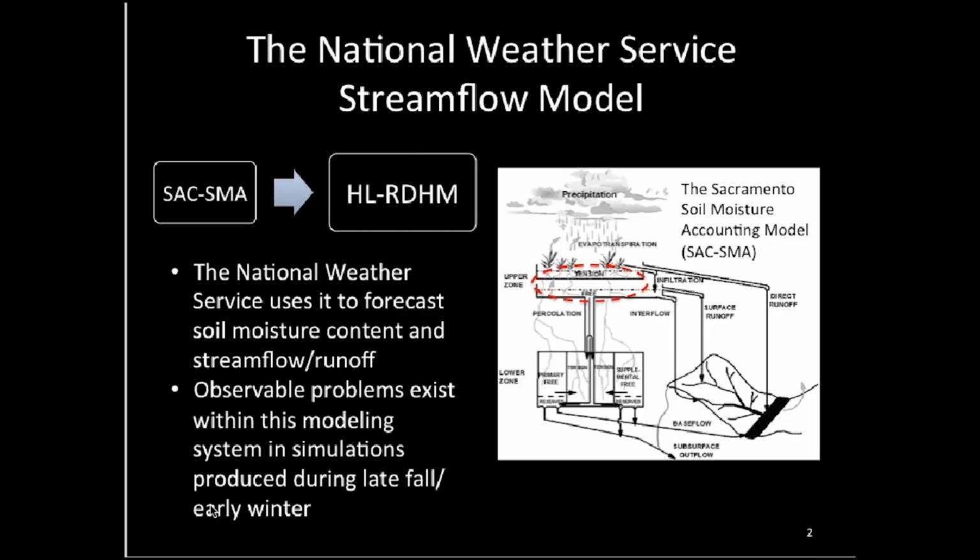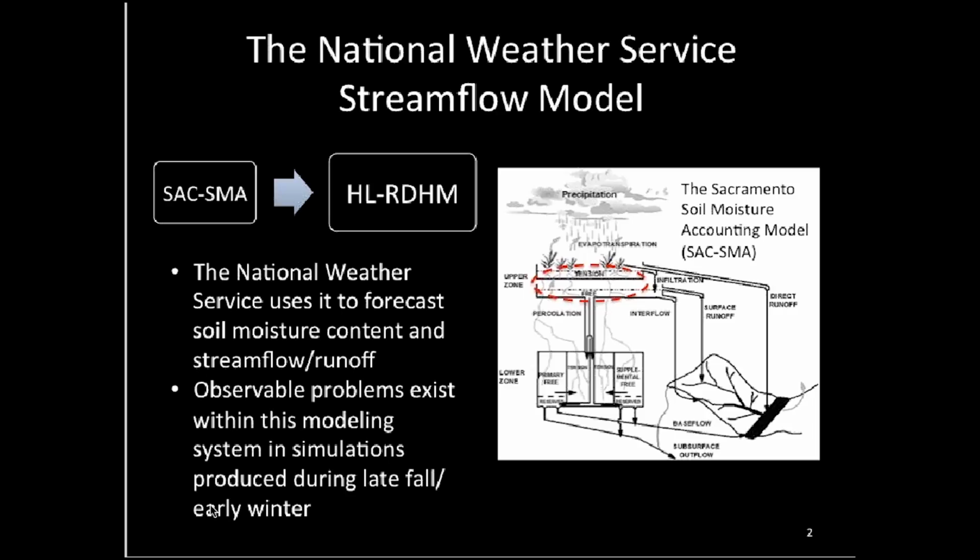We can use something called the Sacramento Soil Moisture Accounting Model, the SAC SMA, to make predictions about soil moisture and the runoff. This model is part of a larger model framework called the HydroLab Research Distributed Hydrological Model. Since that's such a tongue twister, for the rest of the presentation, I'm just going to refer to it as the model.